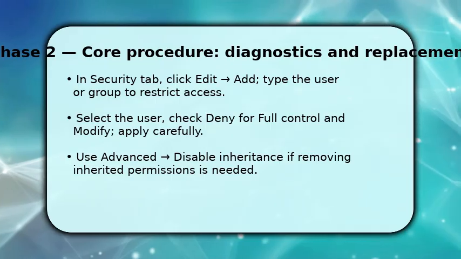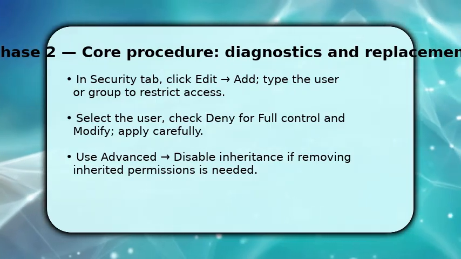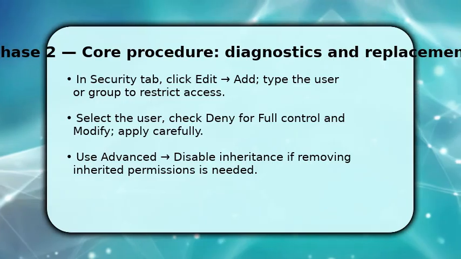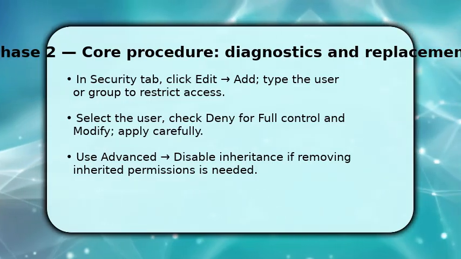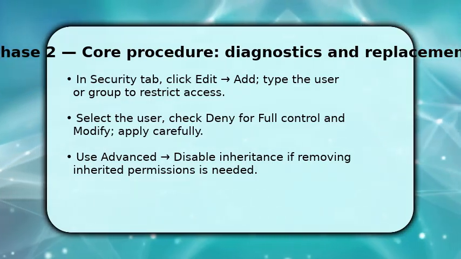If inherited permissions interfere, click Advanced and disable inheritance, converting inherited entries to explicit ones before removing them. This detailed change ensures only off.